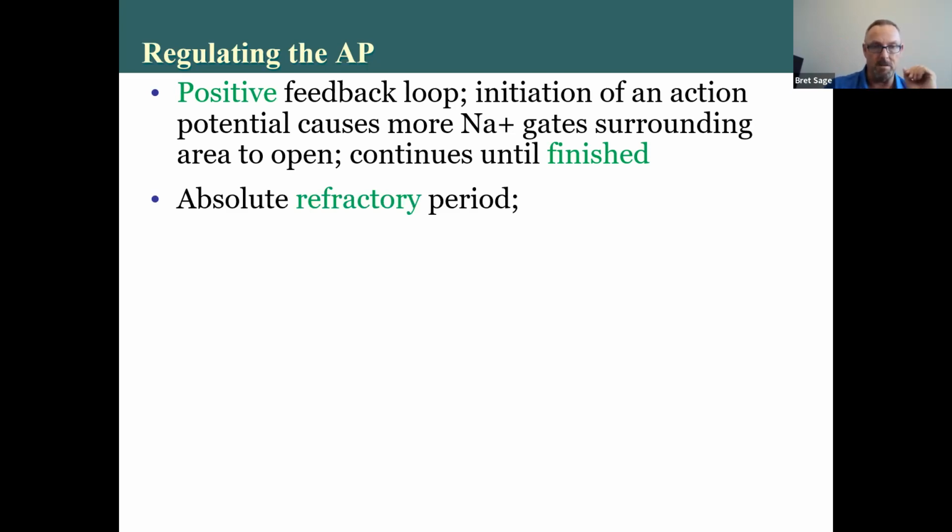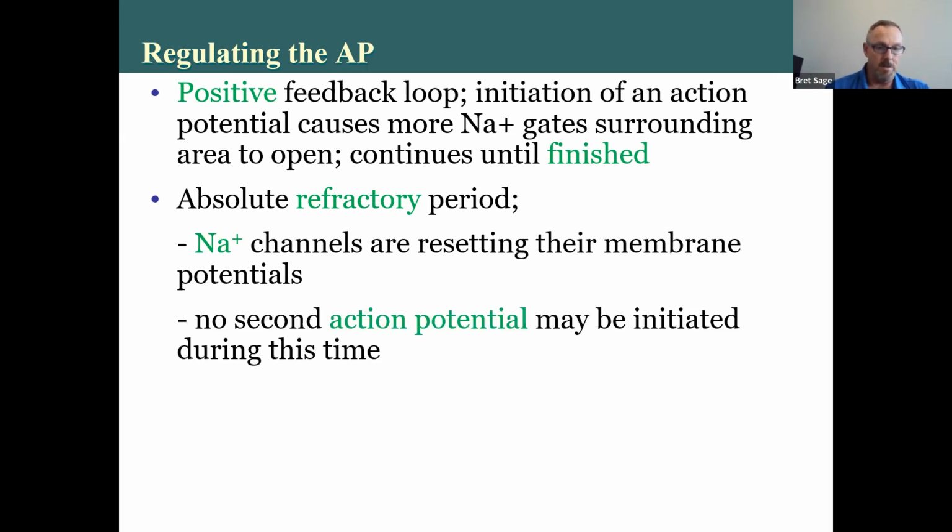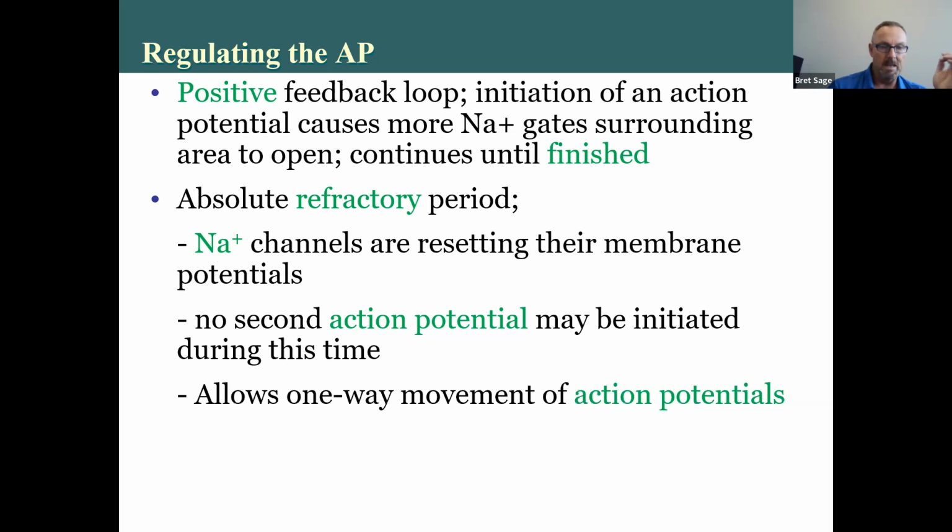The first kind of refractory period is called the absolute refractory period. It means there's nothing at all you can do to make the axon or neuron have another action potential. So sodium channels are resetting their membrane potentials. That really hasn't had a chance to pump sodium potassium across the membrane. No second action potential may be initiated during this time. This is that whole up and down portion of it.